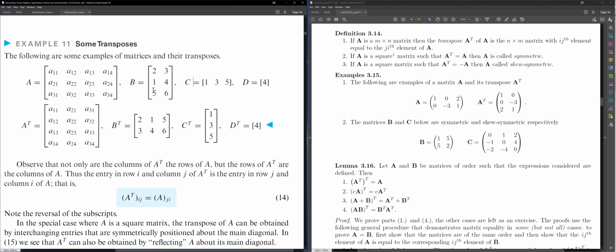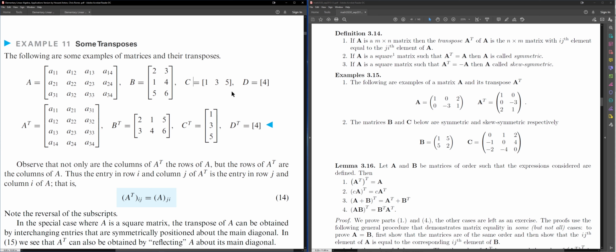If this is B over here, then to form your B transpose, the rows of B are going to form the columns of B transpose. So the first row of B, which is 2, 3, is going to be the first column of B transpose, 2, 3. The second row of B, which is 1, 4, is the second column of B transpose, and the third row of B is the third column of B transpose.